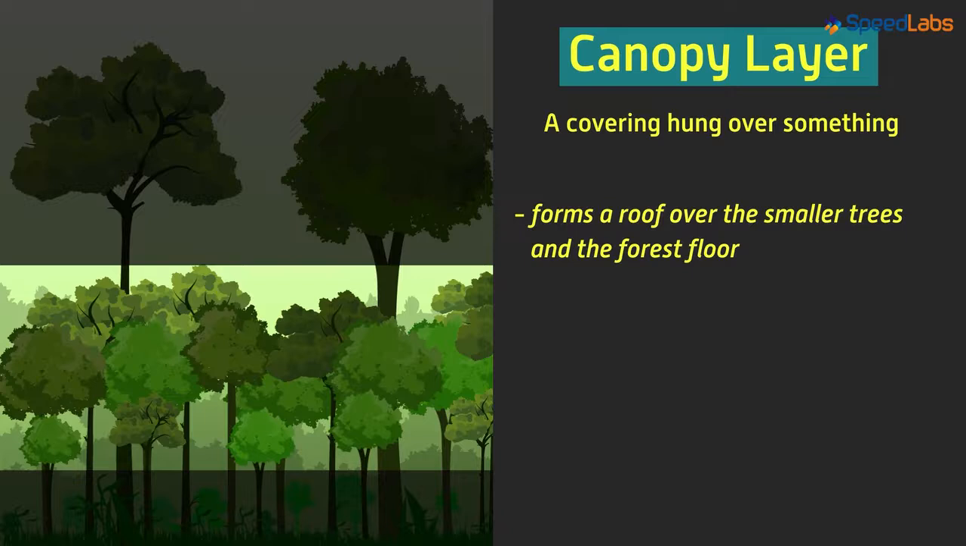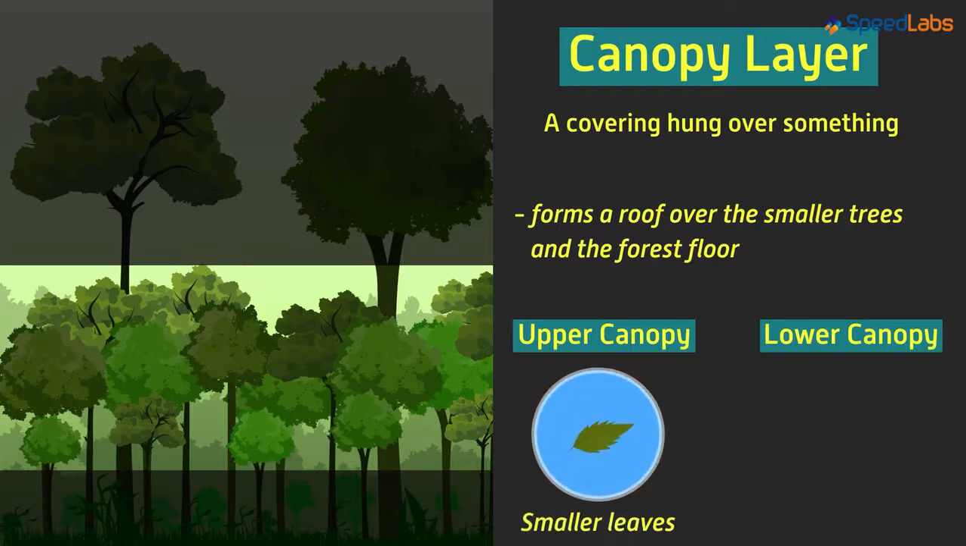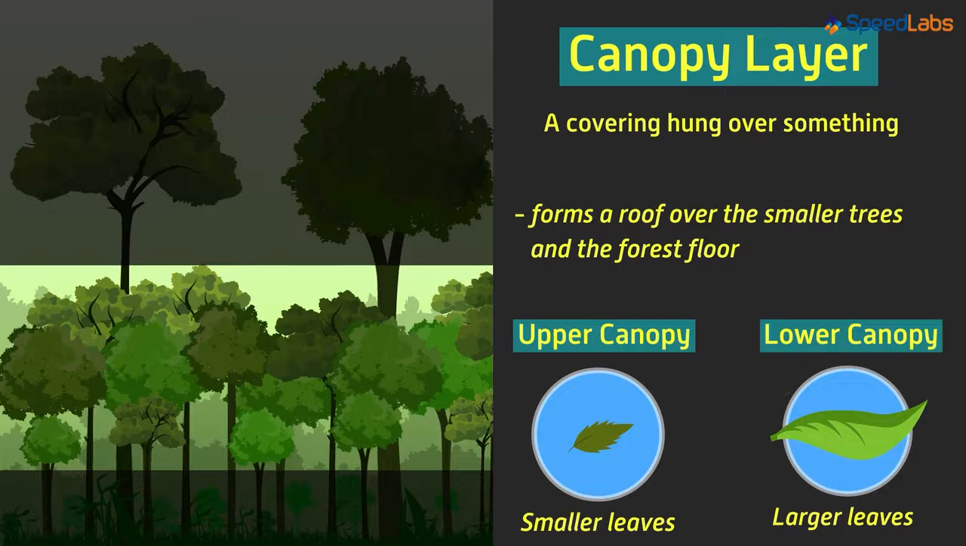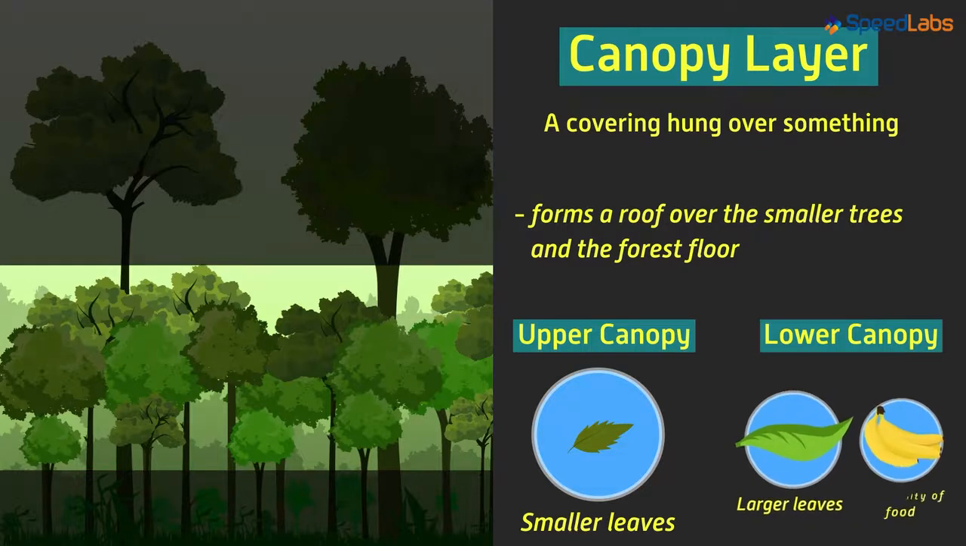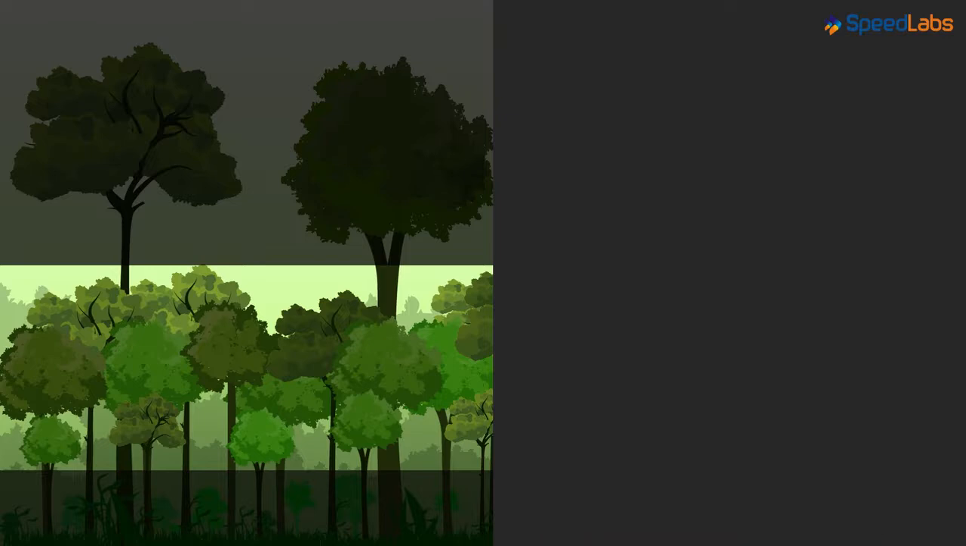The canopy is further divided into upper canopy and lower canopy. The upper canopy has trees with comparatively smaller leaves, while the lower canopy has larger leaf trees. The lower canopy is very rich in animal life. The presence of larger leaves, availability of plenty of food, and many such other factors favor the dwelling of organisms in this zone. Now, which region can you spot after the canopy?